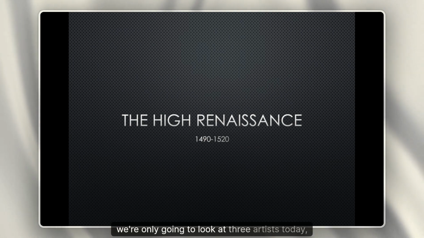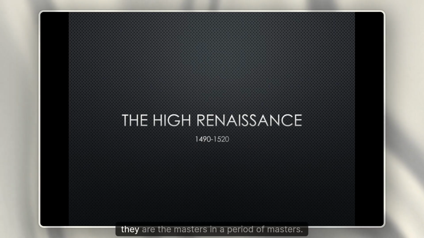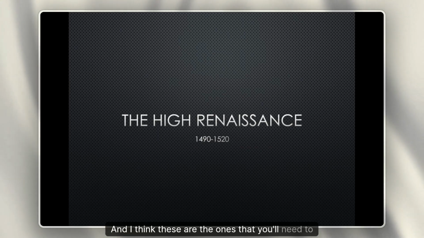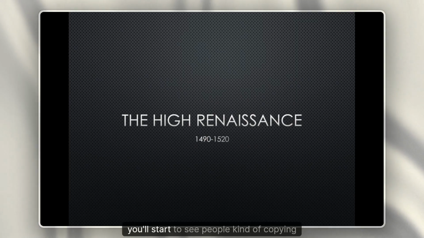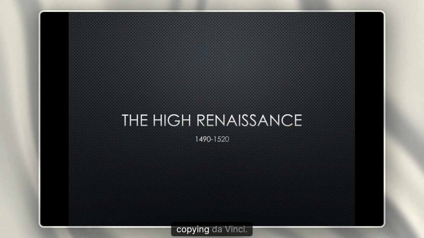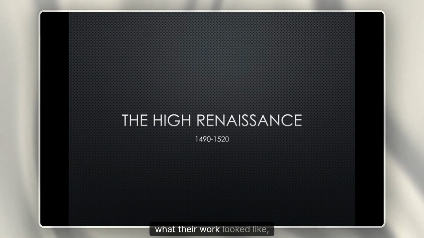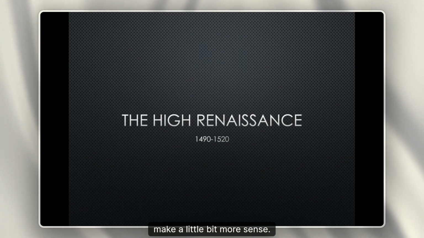We're only going to look at three artists today, kind of the major rock stars, because they are the masters in a period of masters. And I think these are the ones that you'll need to know the most. As we go through the later periods, you'll start to see people kind of copying Raphael, copying Michelangelo, copying Da Vinci. So if you know what their style is, what their work looked like, those key points of mastery from them, the rest of this should make a little bit more sense.